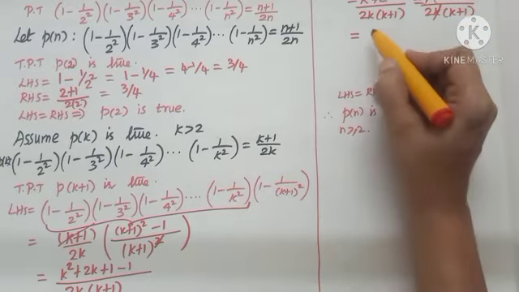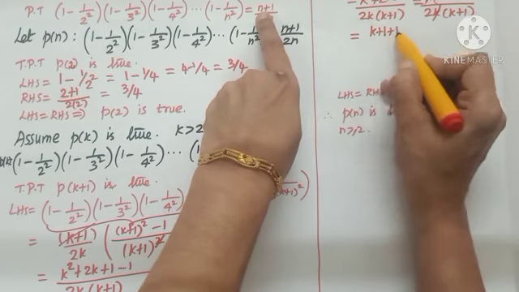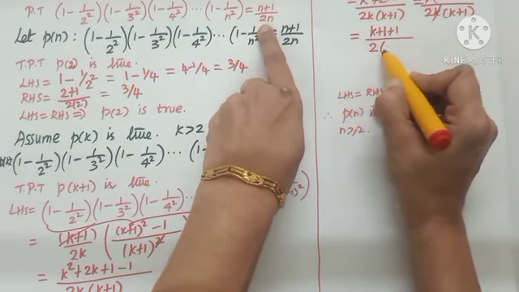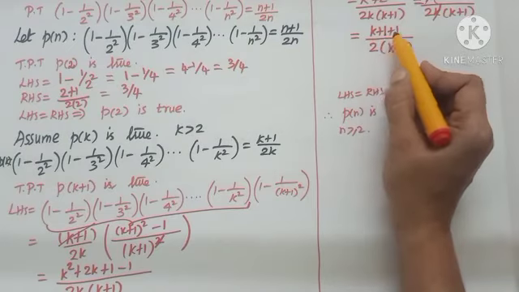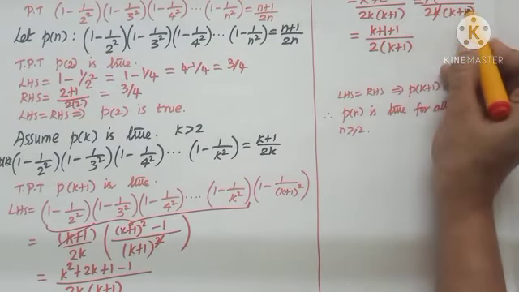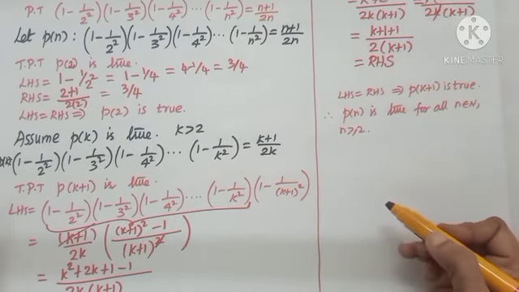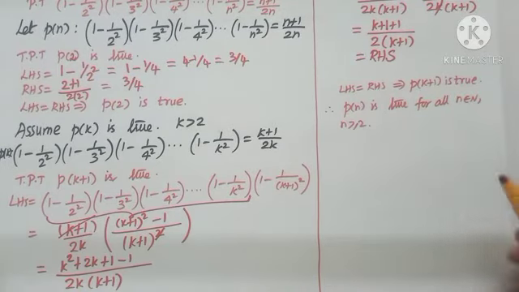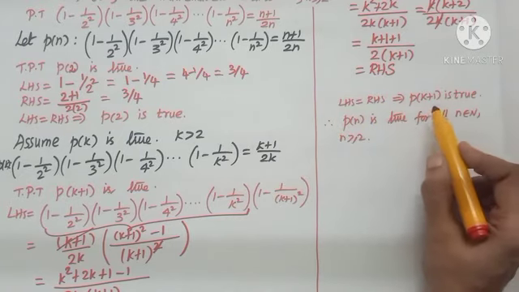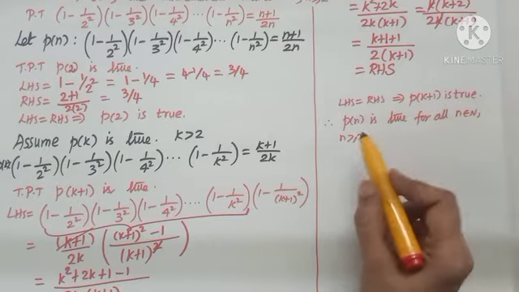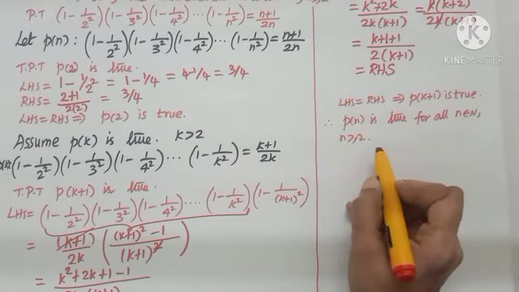K plus 2. Look at the RHS: wherever n comes, I want k plus 1. By denominator 2 into n, I will write k plus 1. Check they are equal. K plus 1 is k plus 2, 2 into k plus 1 is here in the denominator, and this is nothing but the RHS. I started with LHS and arrived at RHS, so LHS equals RHS implies P of k plus 1 is true, and so P of n is true for all natural numbers n greater than or equal to 2 in this problem.